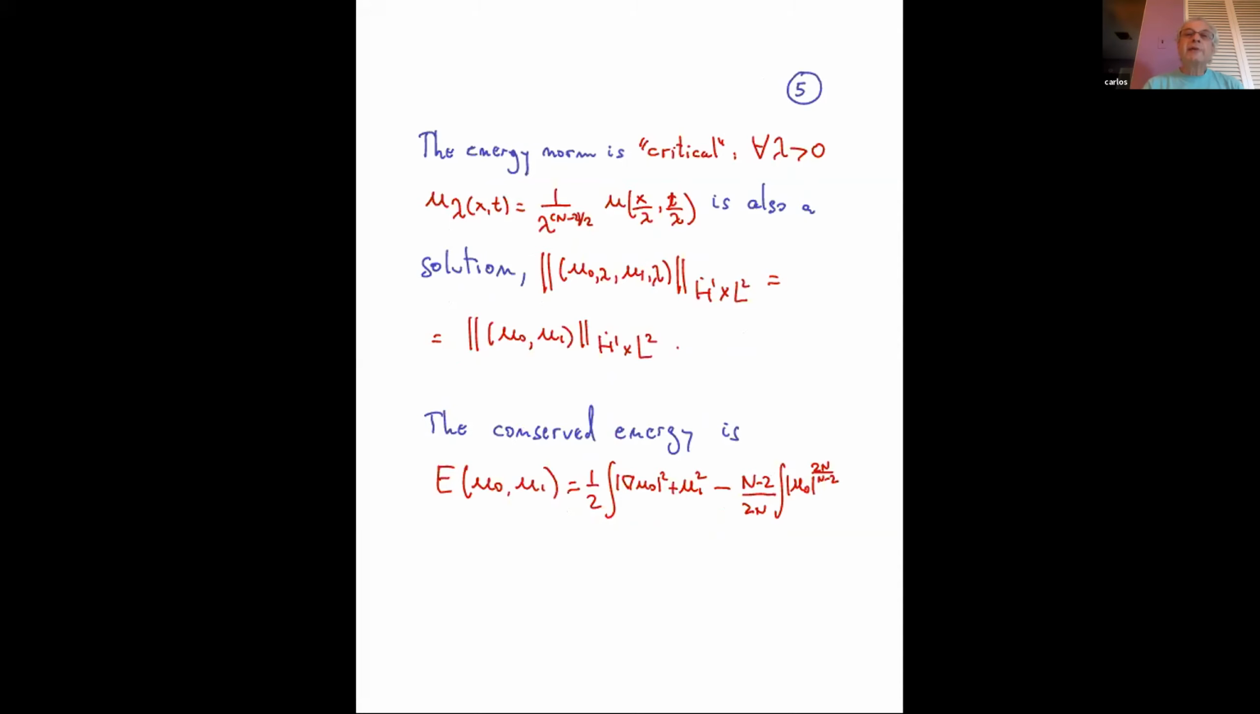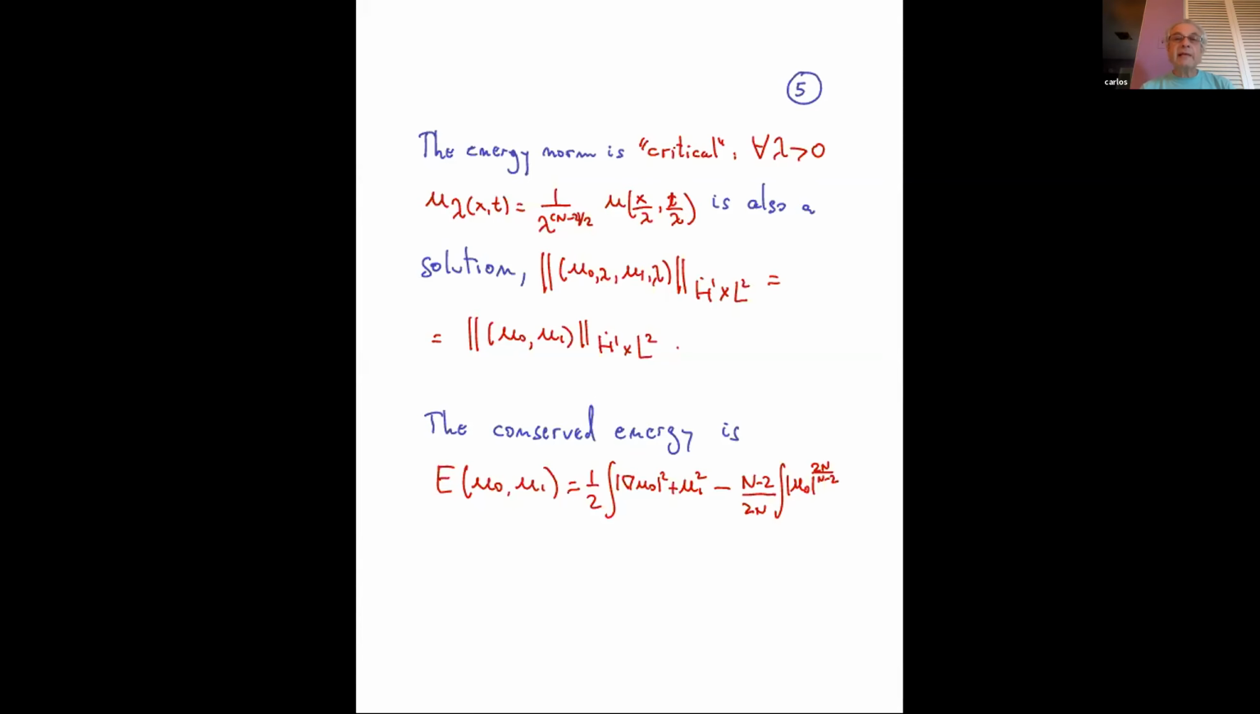So why is the energy norm critical? And here, by criticality, we mean a notion connected to scaling. If lambda is a scalar, u_lambda(x,t) equal to lambda to the (n minus 2) over 2, u of x over lambda, t over lambda, is also a solution. And this energy norm is critical because the rescaled solution and the original solution have the same norm. The norm doesn't change when you change lambda. That's the feature of criticality here.